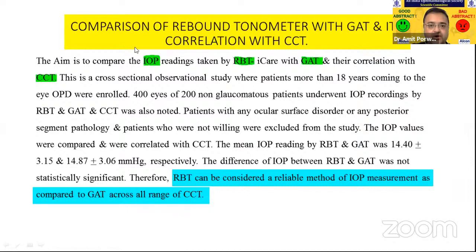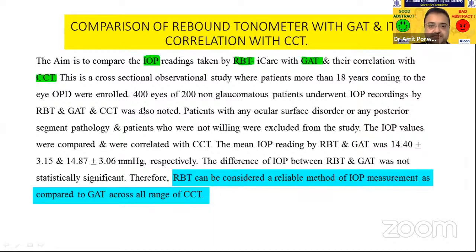Then coming to all the things highlighted in green. See the title: comparison of ribbon tonometer with GAT and its correlation with CCT. Now, what is GAT? What is CCT? We have to mention the full forms when we are writing it. If it is a standard abbreviation, it is different. Coming to the green, everywhere in the abstract only abbreviations are written. That is not a good way of writing an abstract. You should always mention the full form. And if the word limit is there, then you can write the short form in brackets so that it can be used further in the abstract.